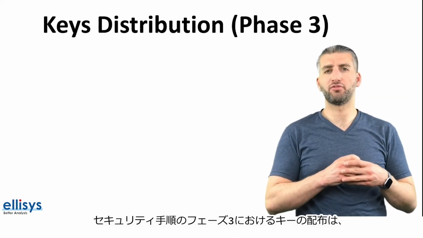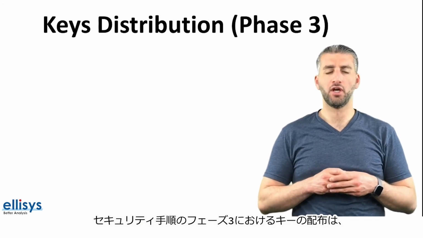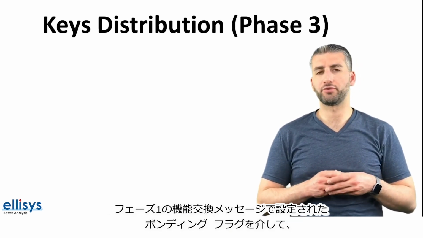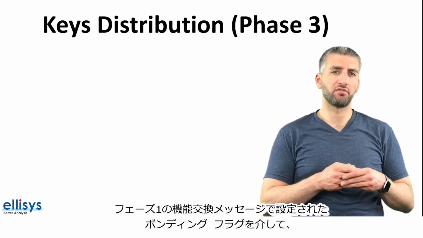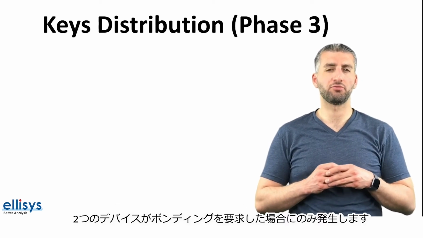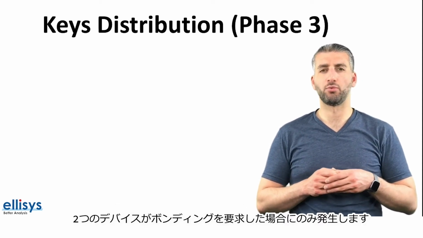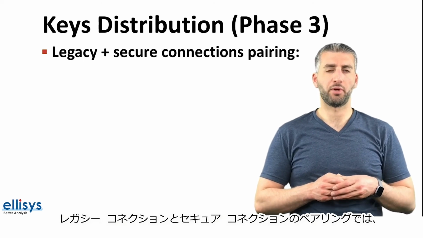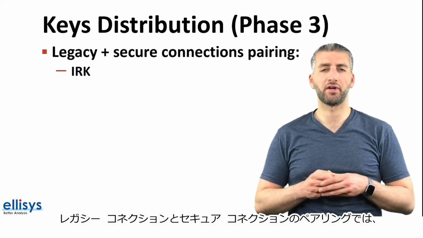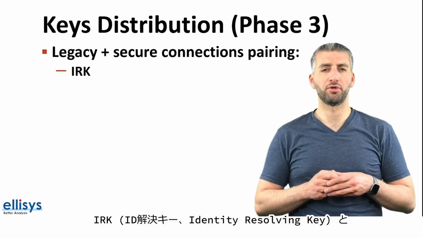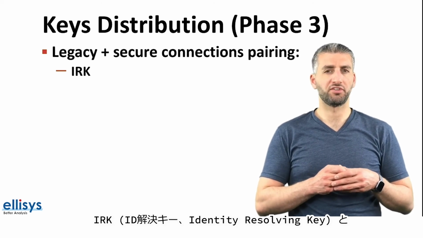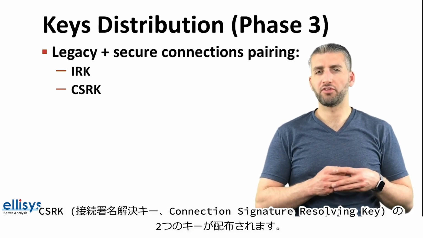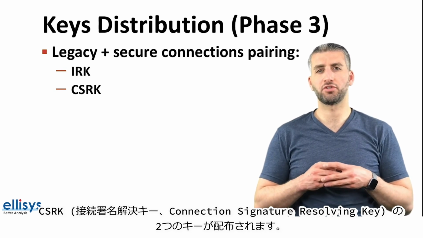Distribution of keys, or phase 3 of the security procedure, only occurs if the two devices request bonding, via the bonding flag that's set in the feature exchange messages that occur in phase 1. Now in legacy connections pairing, as well as secure connections pairing, there are two keys that get distributed. The IRK, which is the identity resolving key, as well as the CSRK, the connection signature resolving key.